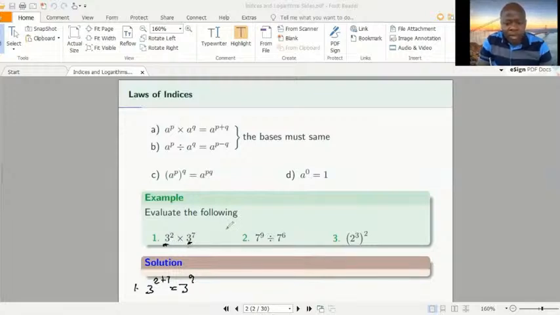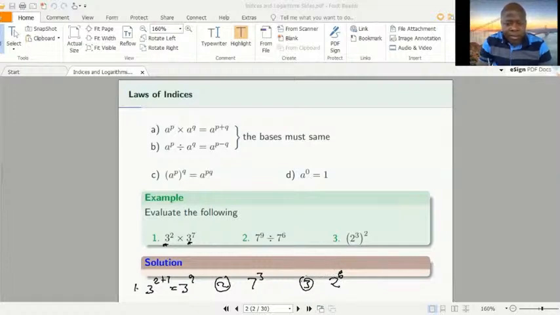Now what about here? This is a division. If you have a calculator, you can do 3 raised to 9 and find out what that is. Now this is a division, so it should be 9 minus 6, which is 3. That's how you do that. And then number 3, we have 2 raised to, we just multiply the powers, 3 times 2, that gives us 6. So that becomes the answer to this question.